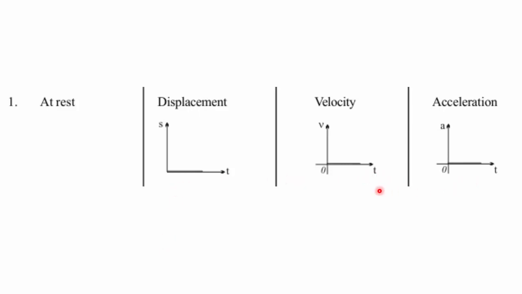Here, when the particle is at rest, then you will find that the position time graph is on the x-axis. And because the particle is at rest, there is no change of position with time, so velocity will also be zero, and also acceleration, because acceleration is the rate of change of velocity.